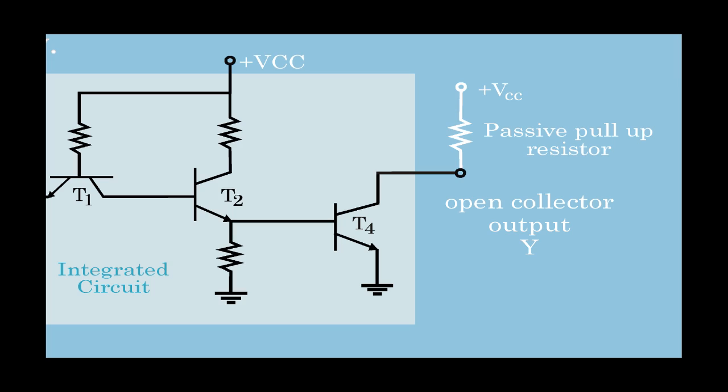In the diagram you can see there is a written one word, passive pull-up resistor. So that external resistor, if it is connected out of the IC externally, this resistor is a passive element or passive component. So that is why it is called as passive pull-up resistor.